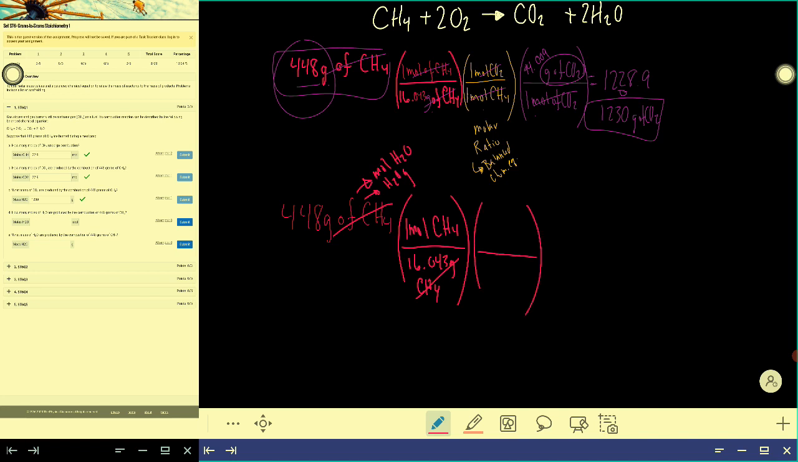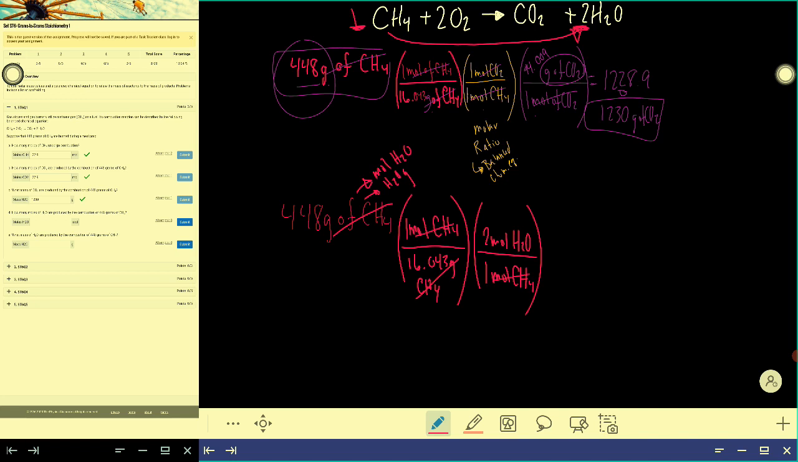Now I need to get from methane to H2O. Now there are 2 parts H2O for every 1 part of methane. Again, we get that by the coefficients. If there is no coefficient or number in front of that compound, that tells us there's only 1. So every time I have 1 mole of methane, I'm going to have 2 moles of H2O, because there's a 2 here and nothing here, so that's a 1. All right, now moles of methane cross off, and I'm in moles of H2O.